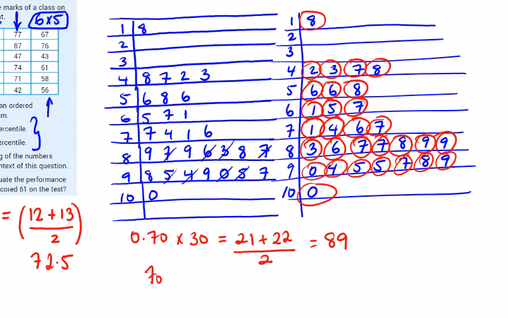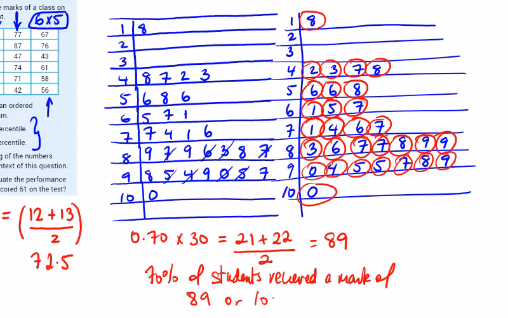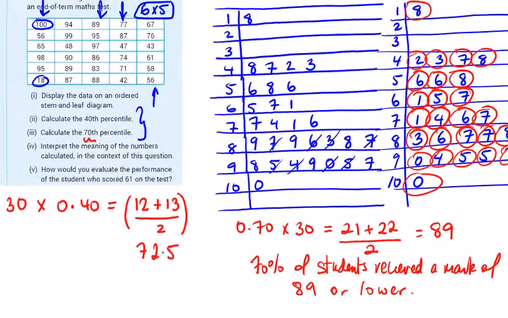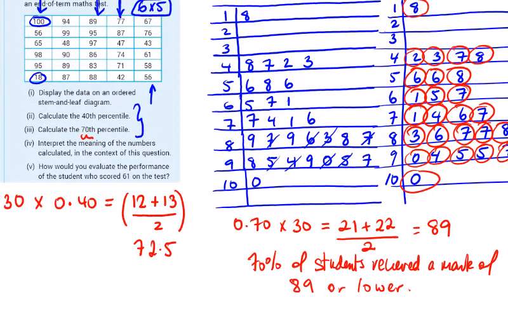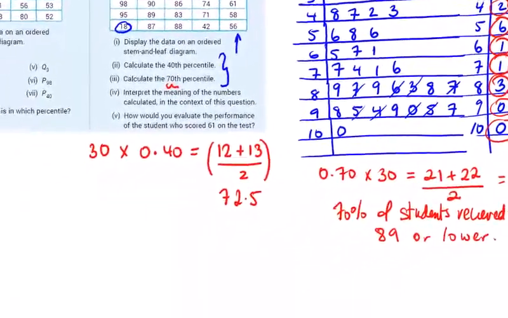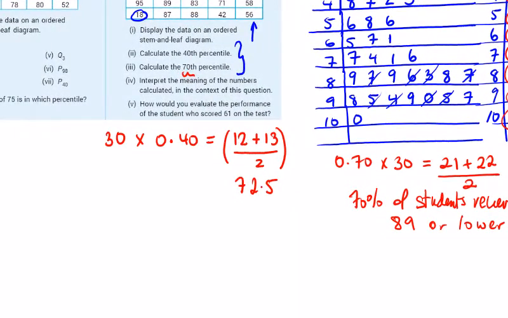So this means that 70% of students received a mark of 89 or lower. I have to interpret the meaning of the numbers calculated in the context of the question. That was the 70th percentile. Did we work out the 40th percentile? We did, 72.5. So we can say that 40% of people scored 72.5 or lower.